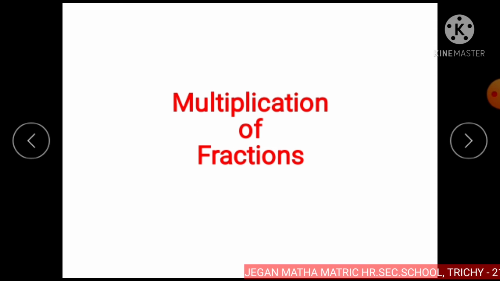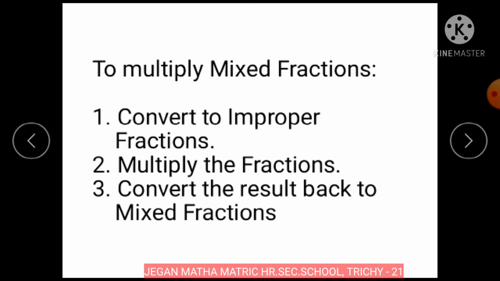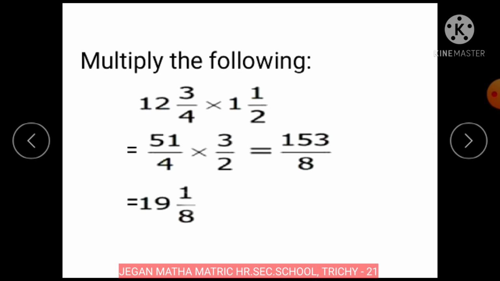Multiplication of fractions. To multiply mixed fractions, first we convert mixed fractions to improper fractions. In the second step, multiply the fractions and then convert the result back to mixed fractions. For example, the product of 12 3 by 4 and 1 1 by 2.